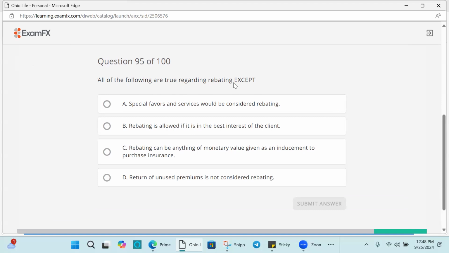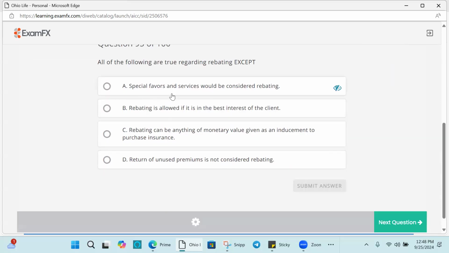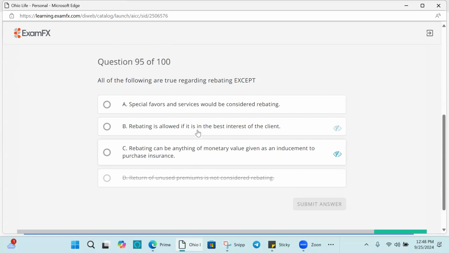All of the following are true regarding rebating, except this one. I don't know if you know it. Special favors and services would be considered rebating. Rebating is allowed if it is in the best interest of the client. Return of unused premium is not considered rebating. So what is another word for return of unused premium? That dividend that we just talked about? Policy dividends. Yeah.